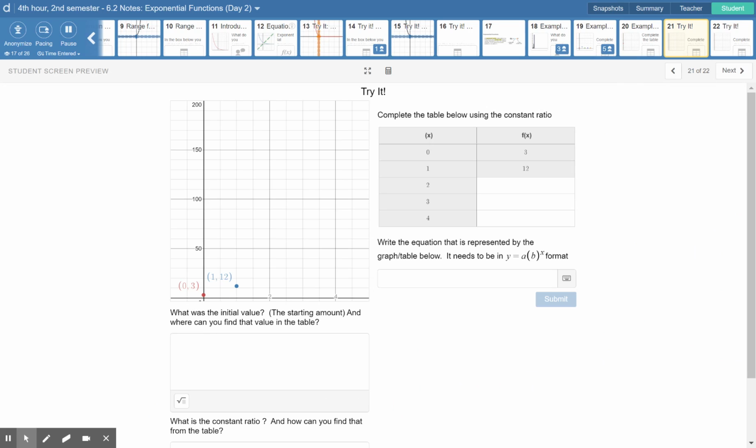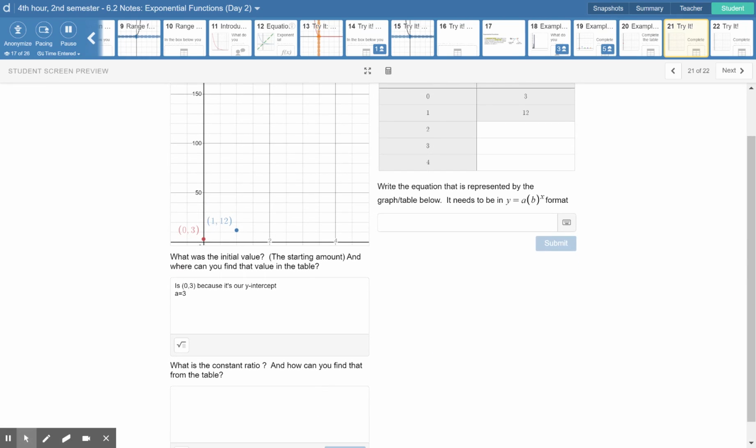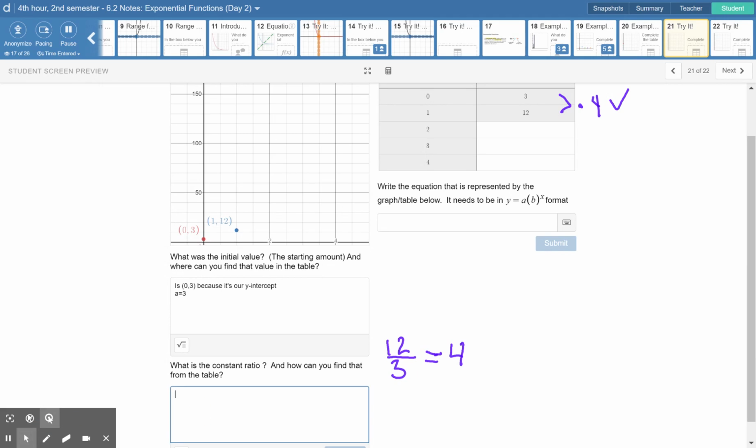I'm sorry, slide 21. So our initial value is 0, 3. Is that our y-intercept? So our A value is 3 because that's the y value. Now for the constant ratio, we have 3 and we have 12. So I'm going to do 12 divided by 3. And I'm going to get 4. Let's confirm. Does 3 times 4 get us 12? Yes. So we know our constant ratio is going to be 4.